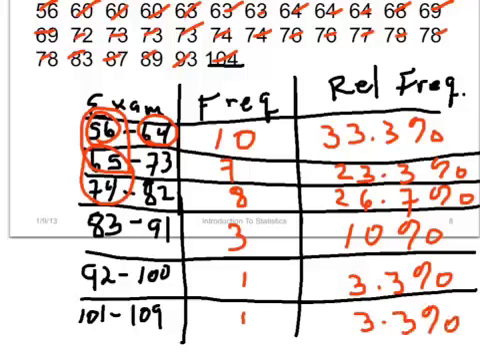Okay, and then again, if we add up these percentages, notice that they only come up to 99.9%. Again, it is 100%, it's just due to round off error.